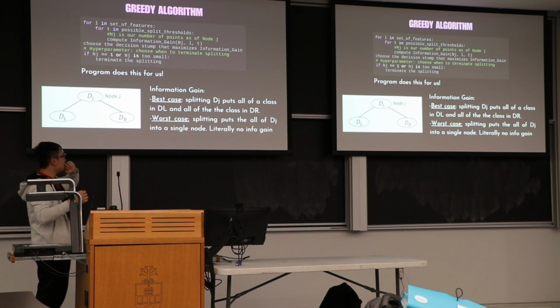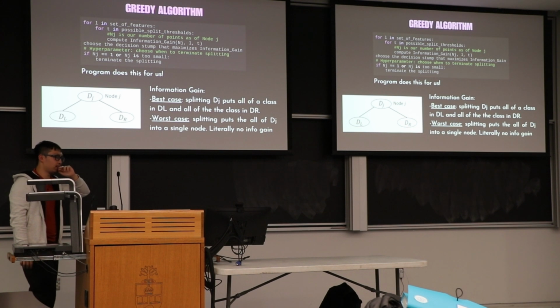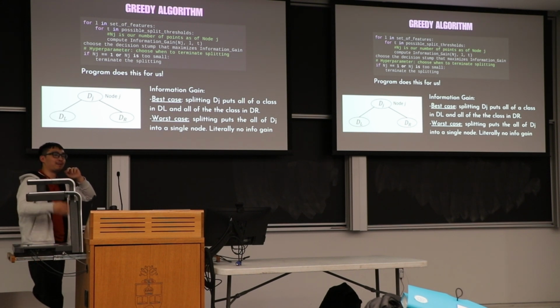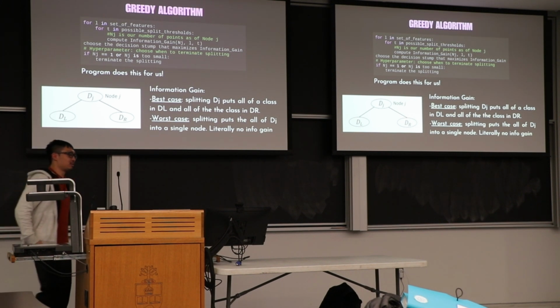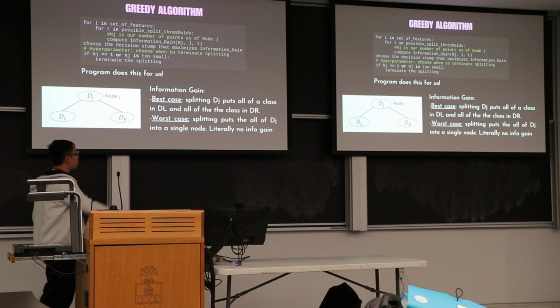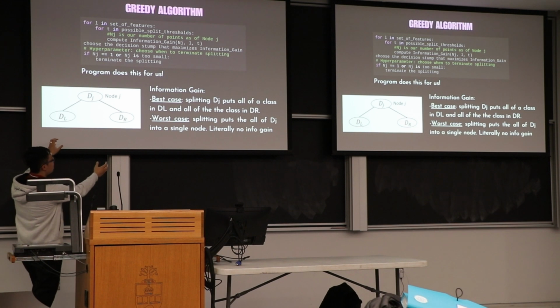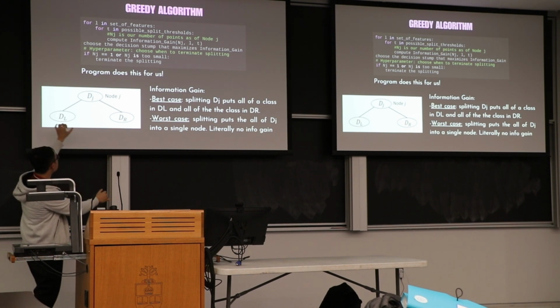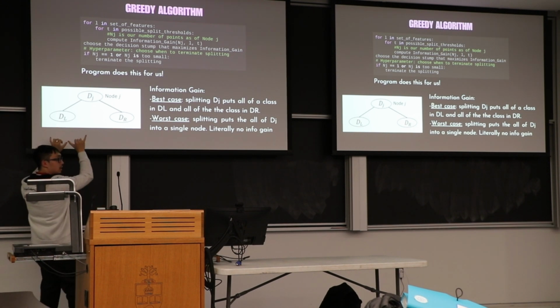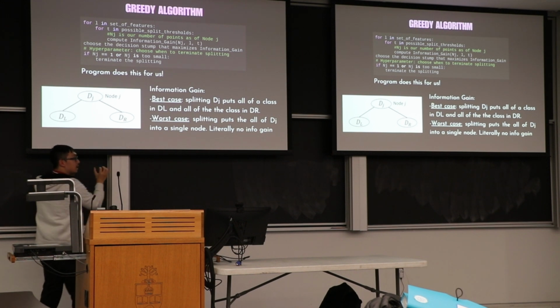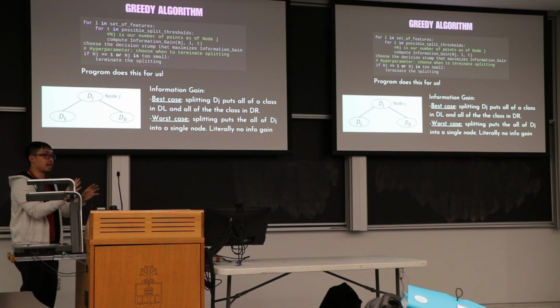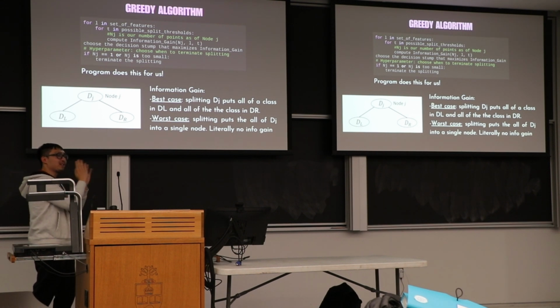So what is information gain? It's actually a topic in information theory. I was told by my higher-ups not to go into information theory because it's a very complicated subject. But you can think of it as the best case possible is that when you split Dj, it puts all the classes, so like all the oranges, into the DL, but all the lemons in the DR. That's the ideal case. Can you visualize that? When we draw the line, it perfectly separates our data.